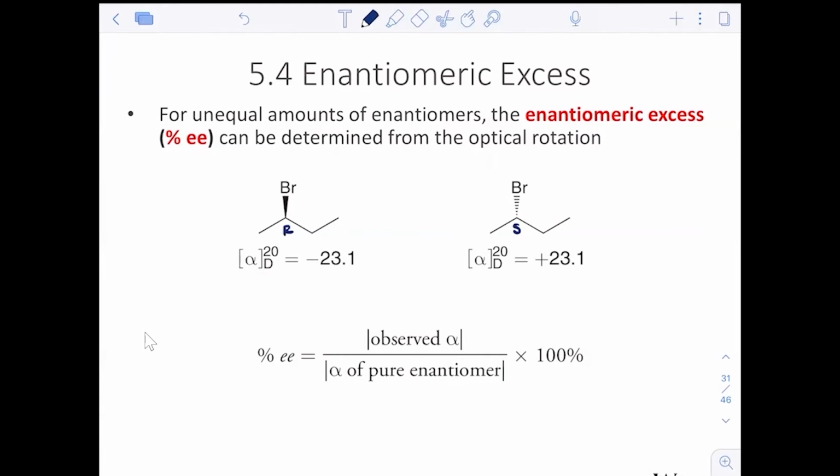So let's just have a quick example. The observed alpha is negative 4.6 degrees. What does that mean for the percent EE?